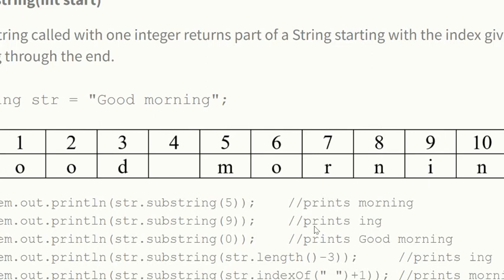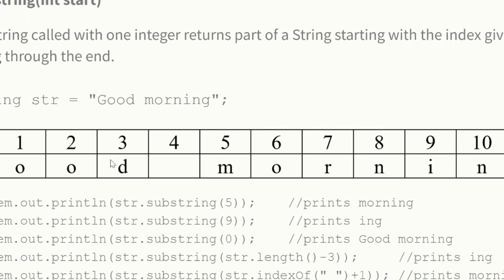Next up, substring. This is how we take a piece of a string out. And substring has 2 versions. The one we're learning right now is I give you an index value, and substring will give you from that point all the way to the end. So for this string, good morning still, if I said substring 5, it's going to give me morning back. If I did 9, it prints ing, because 9 right here is just the ing. If I do substring 0, it gives me the whole string, because it starts at that character and goes all the way to the end.